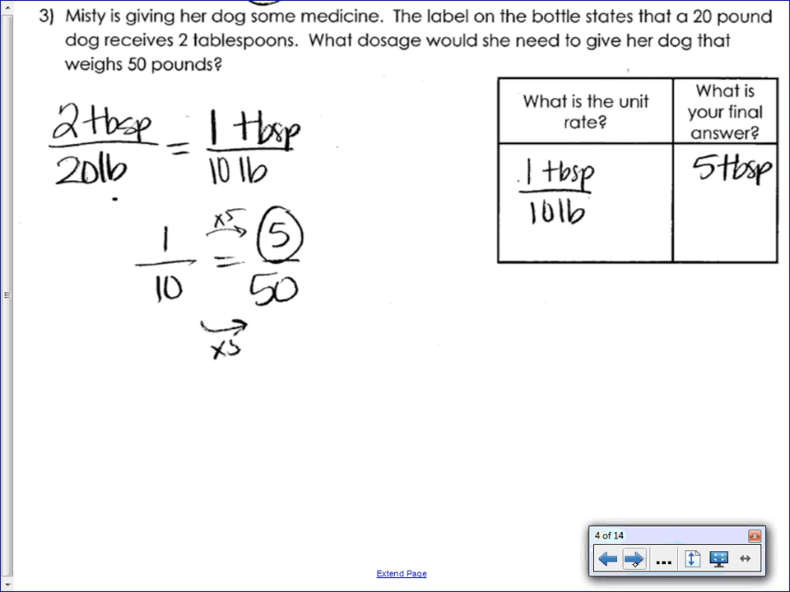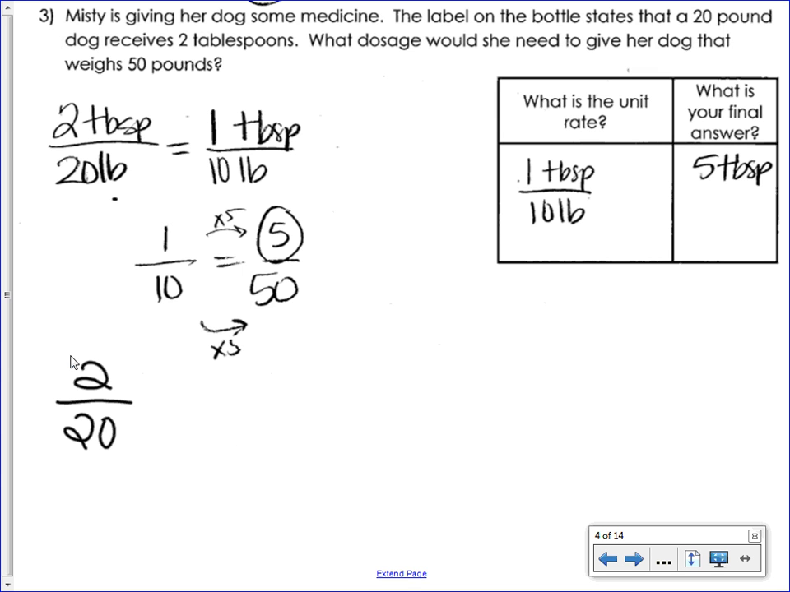Okay, so the first ratio we're looking at is that for a 20-pound dog, you would give 2 tablespoons of medicine. So that's our first ratio. Now, if I tried to go from 2/20, which represents 2 tablespoons to 20 pounds, to something over 50, I couldn't multiply 20 by any whole number to get to 50, because our multiples of 20 are 20, 40, 60, 80, and so on. So I'm going to once again have to change this to a unit rate.